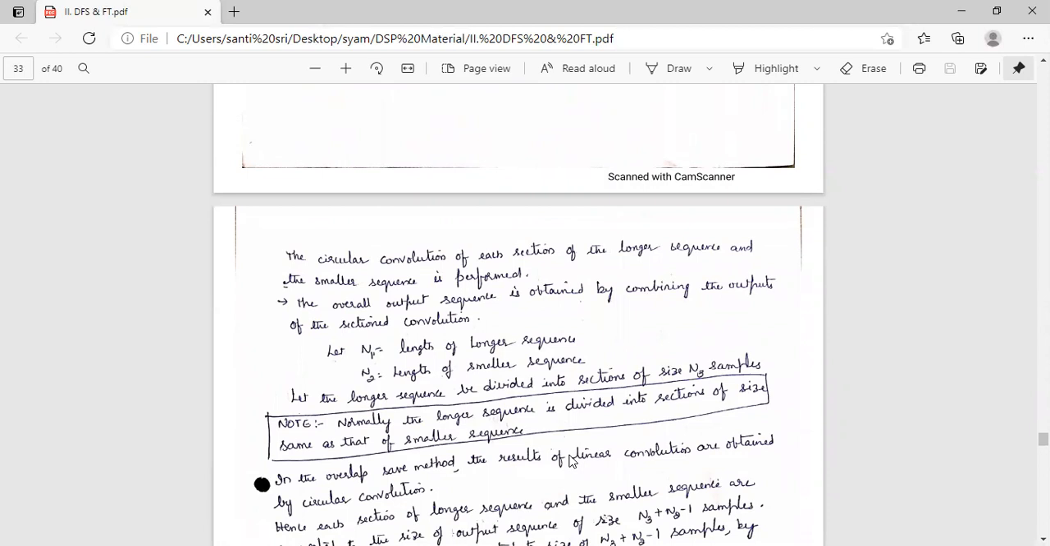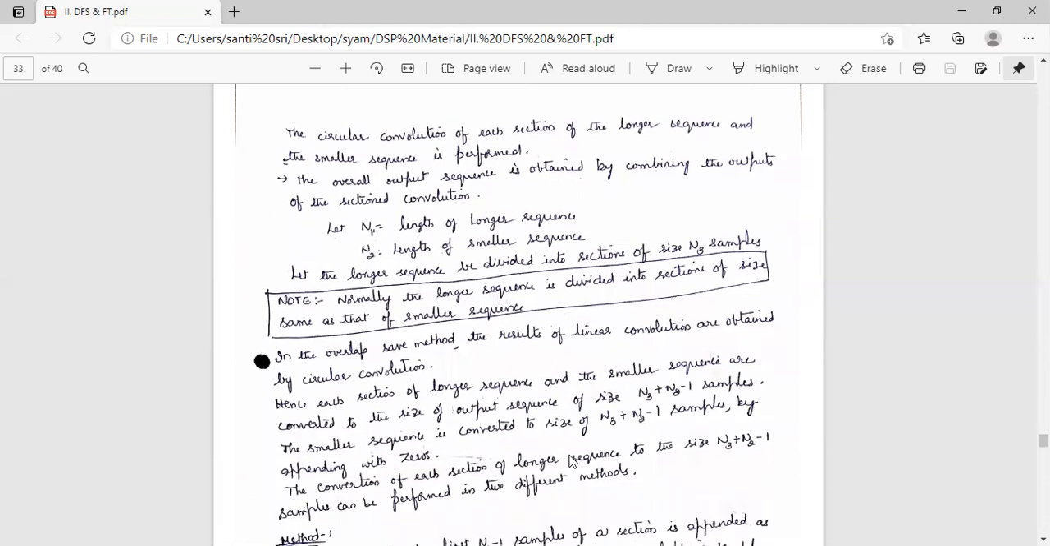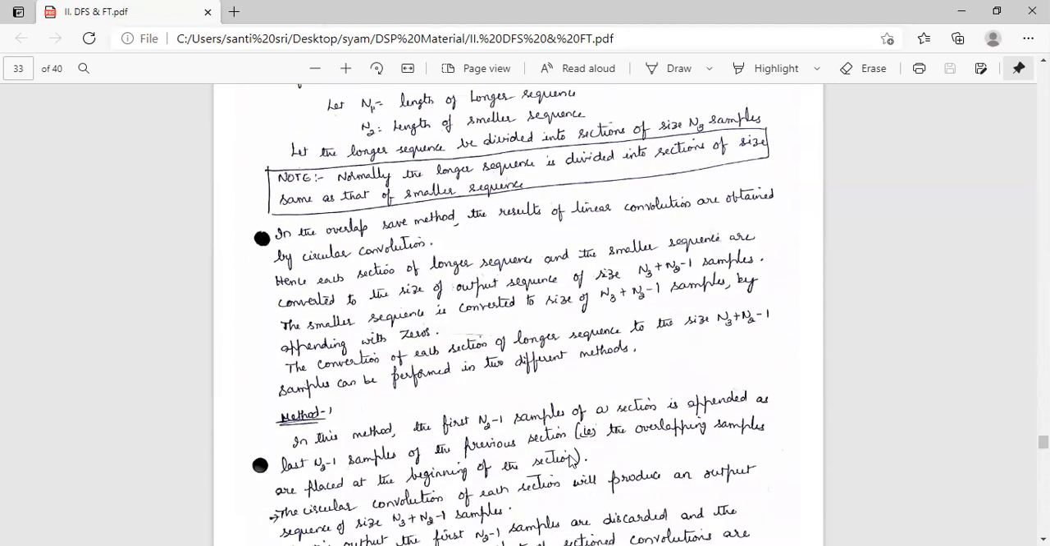Let n1 be the length of the longer sequence and n2 be the length of the smaller sequence. The longer sequence will be divided into sections of size n3 samples. Normally, the longer sequence is divided into sections of the same size as the smaller sequence. In this overlap save method, the results of linear convolution are obtained by circular convolution.